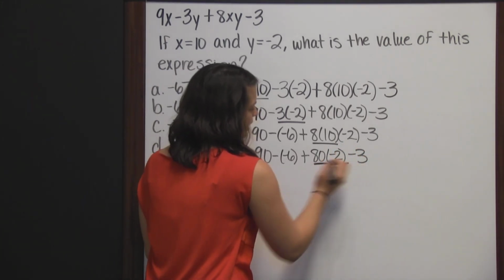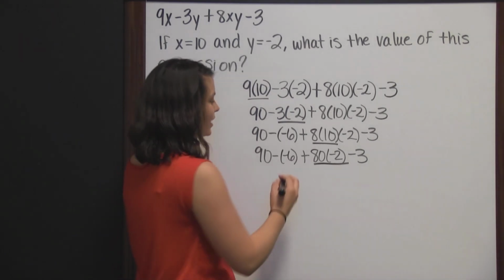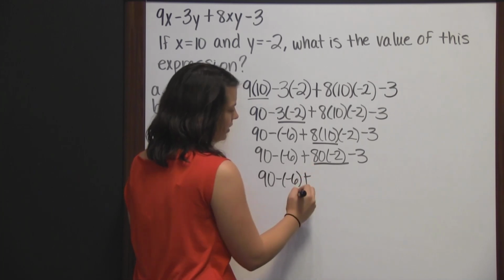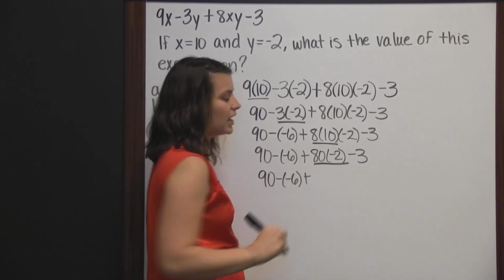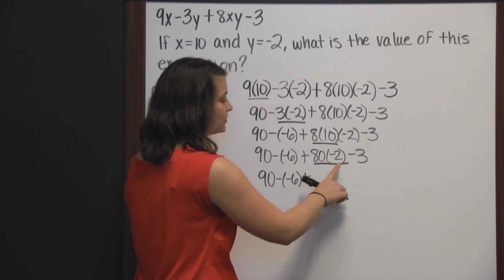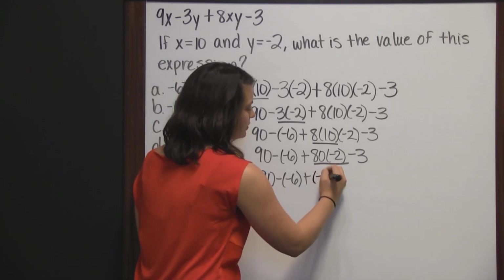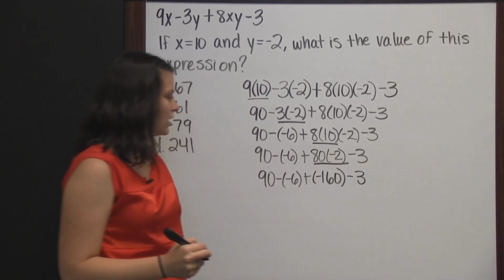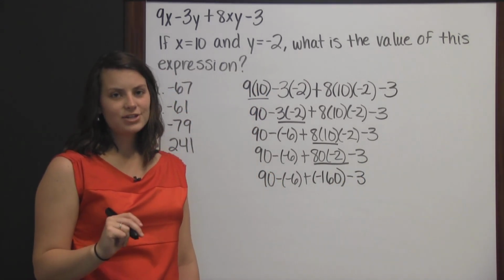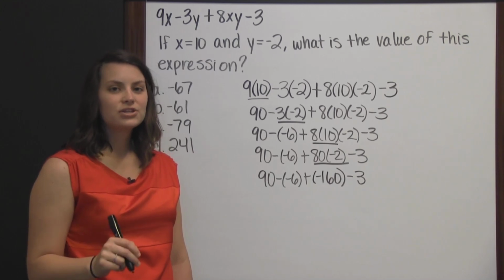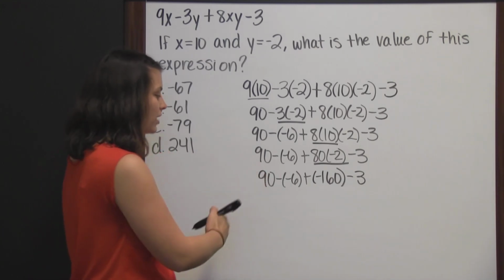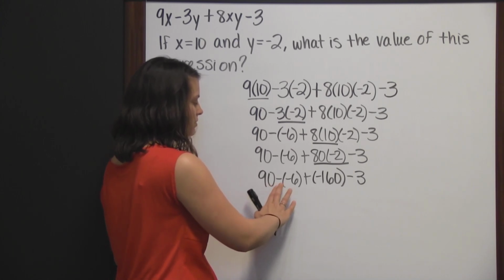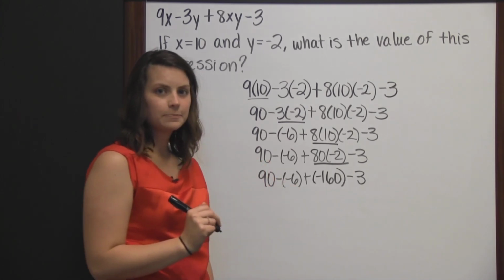Then we need to multiply 80 times negative 2. So we bring down our 90 minus negative 6 plus 80 times negative 2. A positive times a negative is a negative, so negative 160 minus 3. Now that we've taken care of all the multiplication, we're now going to work with addition and subtraction, again from left to right. So starting on the left, we're going to start with 90 minus a negative 6.